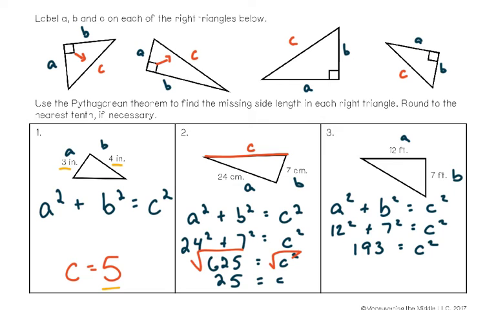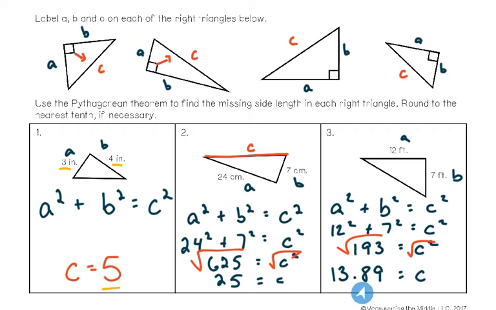So you have to do the inverse operation. The opposite of squared is take the square root. And the problem here is that 193 is not a perfect square. There's no number times itself that gives you 193. So when you take the square root of 193, it's going to be an irrational number. So I got 13.89 and so on, but it's asking me to round to the nearest tenth.